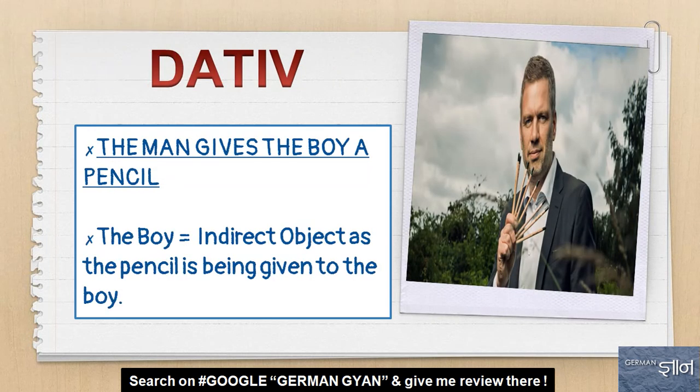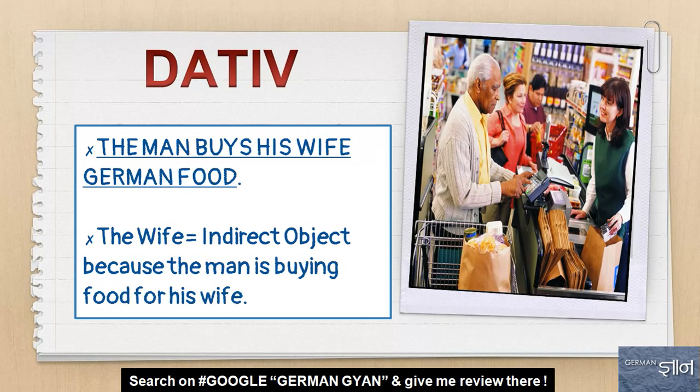So now let's go to dative. The indirect object is the part of the sentence that answers the question to or for whom. In German, that is called the dative case. The first example is: the man gives the boy a pencil. So here the boy is the indirect object as the pencil is given to the boy. Another one is: the man buys his wife German food. So here the wife is the indirect object because the man is buying food for his wife.